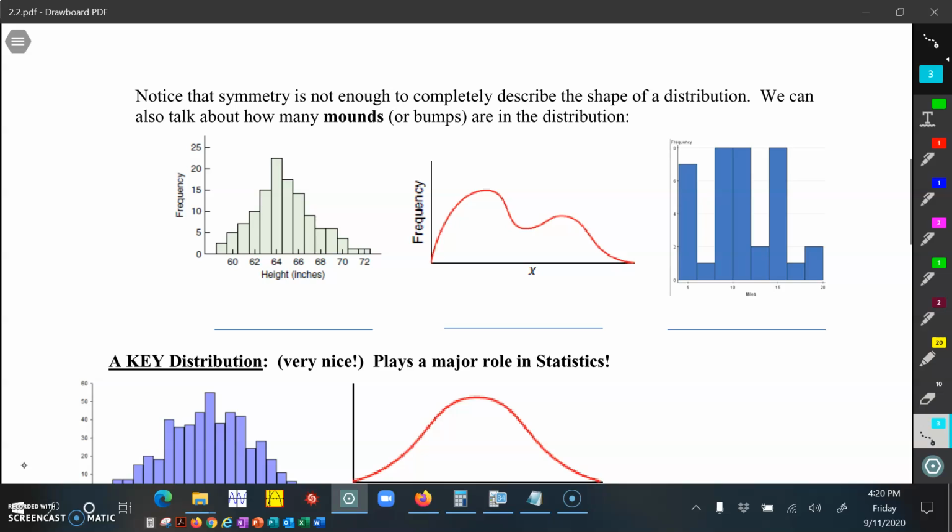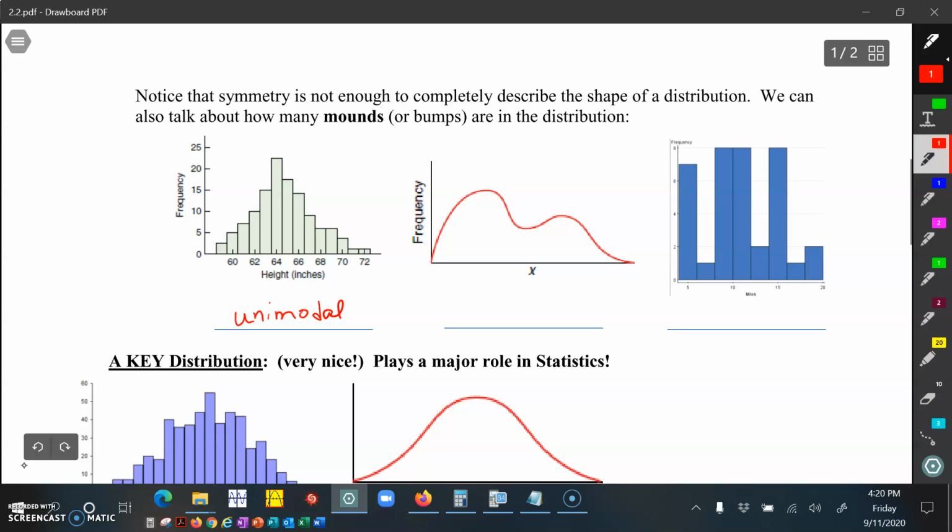Symmetry alone is not enough to completely describe the shape. As you saw above, there were three different symmetric examples I gave you there. So another thing we talk about here is mounds or bumps. You might think of it that way, that a distribution has humps. So in this first example here with height, there's only one bump or one highest point, and we call that unimodal.